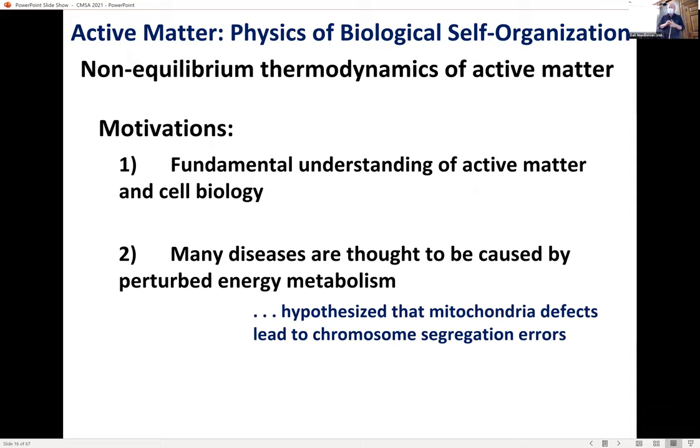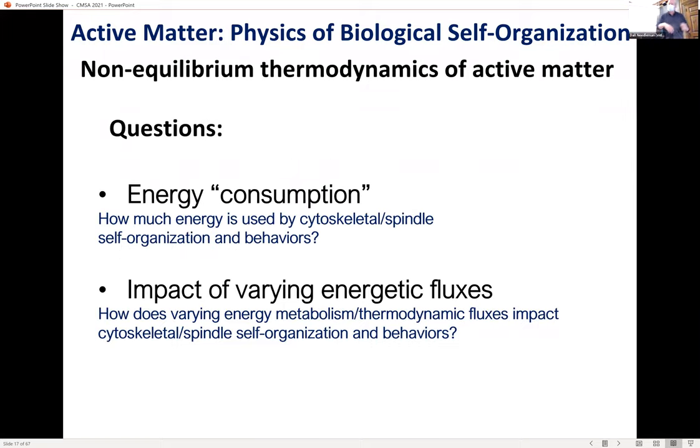In particular, a lot of people in reproductive biology, but also in other areas, have hypothesized that defects in mitochondria can actually lead to chromosome segregation errors. And so we can do a bunch of stuff looking into that. All right, and so there are many, many questions related to these issues. I'll just throw up some of them.